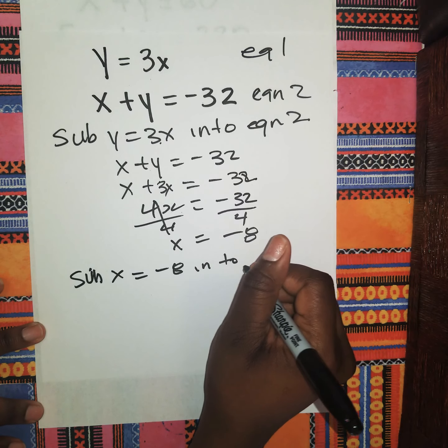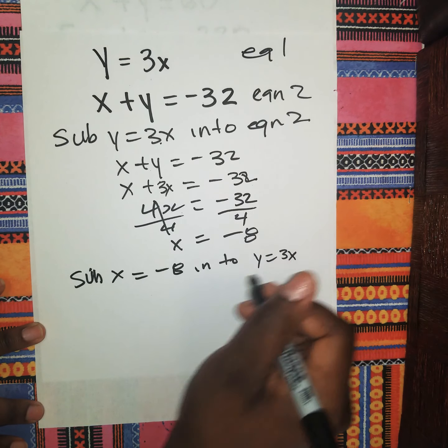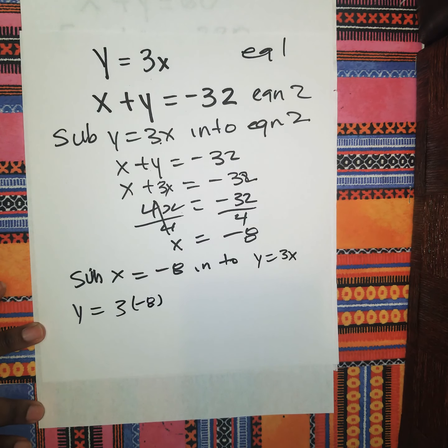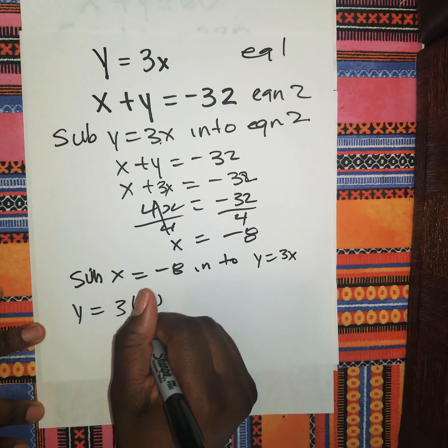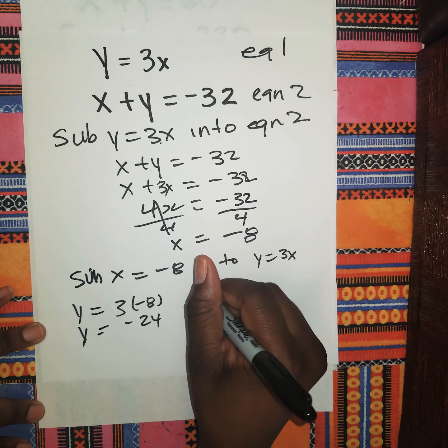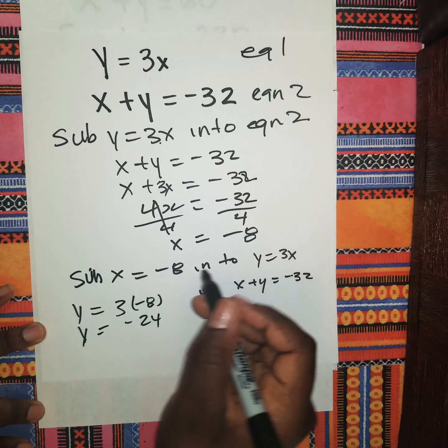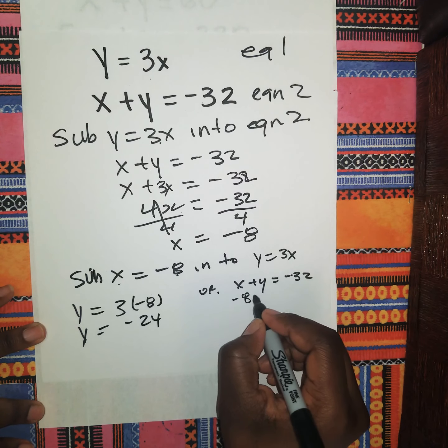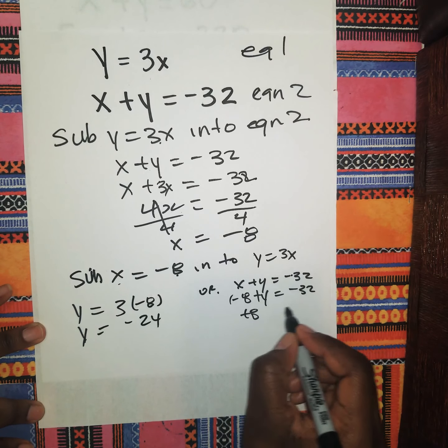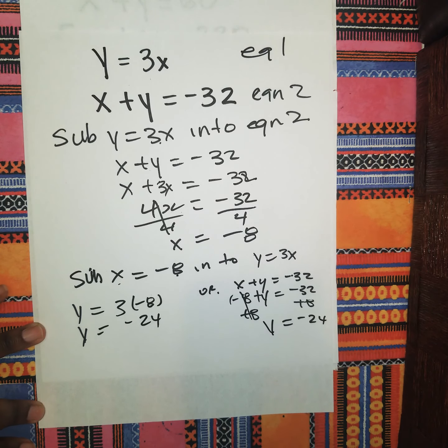Alright? So into y equal 3x, y is equal to 3 times negative 8. Negative 8 times 3 is negative 24. So y equal negative 24. If I try the other one, guys, it should give me the same answer as well. So it's x plus y equal negative 32. X is equal to negative 8, so negative 8 plus y equal negative 32. I add 8 to both sides to cancel. That cancels, so y is equal to negative 24. It gives you the same answer.